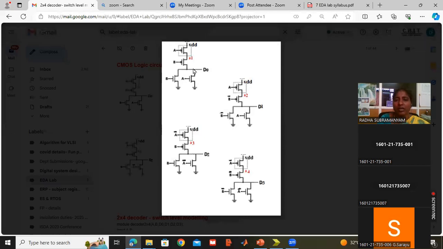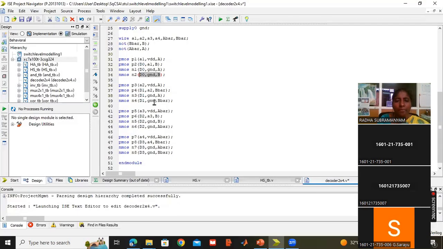And output is D0. I can name this as P3, N3 or N3, no problem. Here A and ground are the inputs, D0 is the output. So the first NOR gate circuit is completed. Now I am going to the second NOR gate, where output D1 will come.